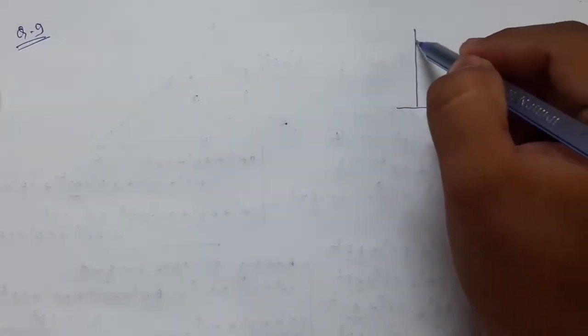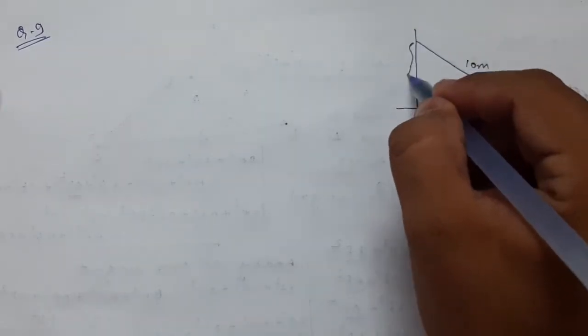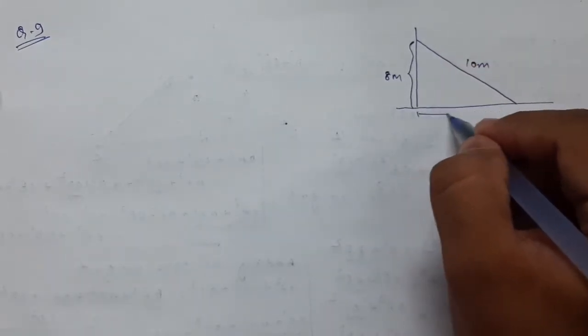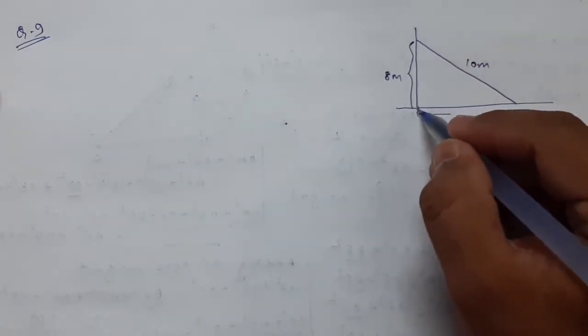Question number 9 reads, a ladder 10 meter long reaches a window 8 meter above the ground. Find the distance of the foot of the ladder from the base. So let's draw the diagram. Say this is the wall, this is the base, and a 10 meter long ladder. The ladder is 10 meter, which is resting on the wall. It reaches 8 meter above the ground. We need to find the distance between the wall and the foot of the ladder.